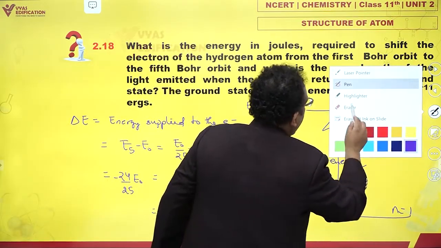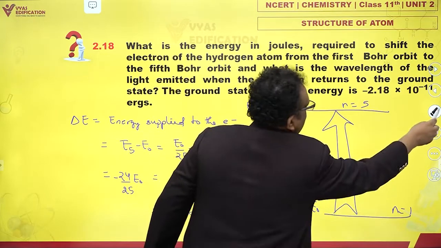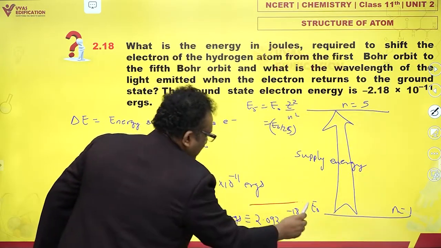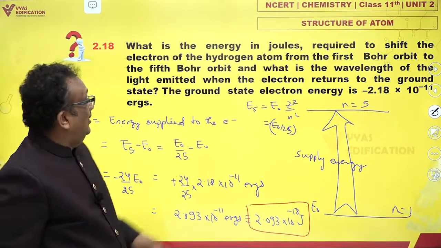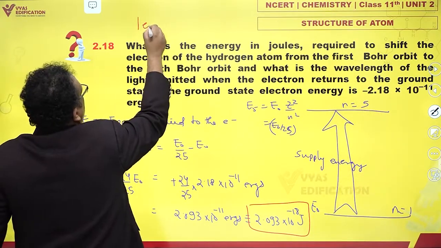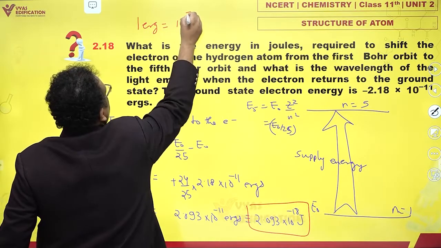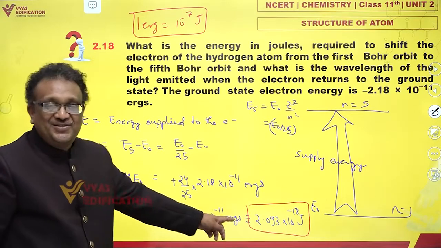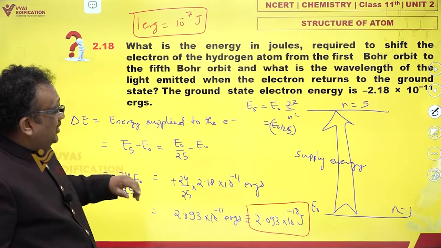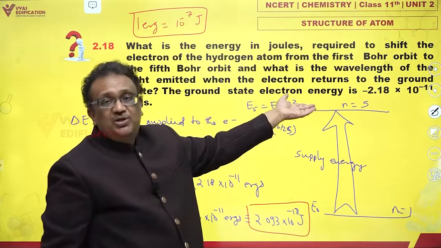Oh my God, I'm sorry. It's a little ugly, but yeah. This is the answer? Yes, this is the answer. This is the energy that is required. Don't forget, 1 erg is 10 raised to minus 7 joules. This is the conversion we have used, and this is the answer we get. That's the first part. We have used this energy to push it up.